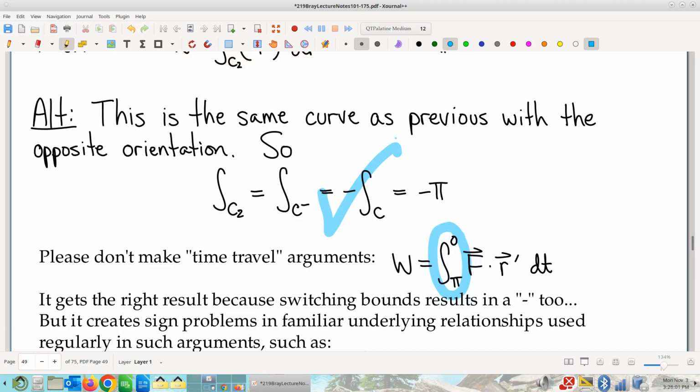This is just as easy, right? And it doesn't have the clarity problems and confusion problems that what I like to humorously call time travel arguments kind of have. Okay. All right.